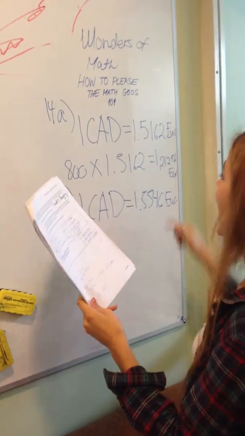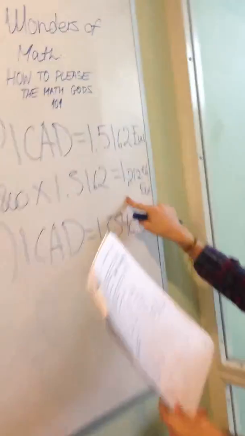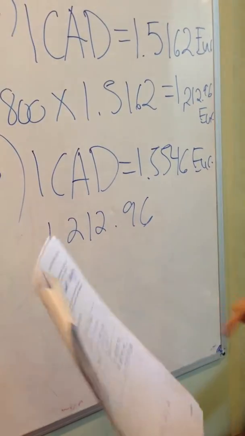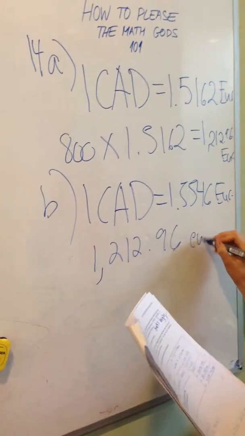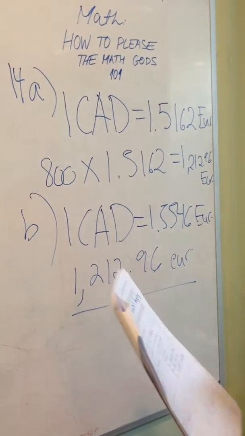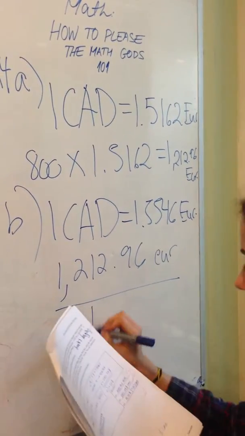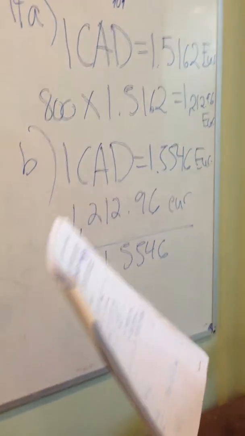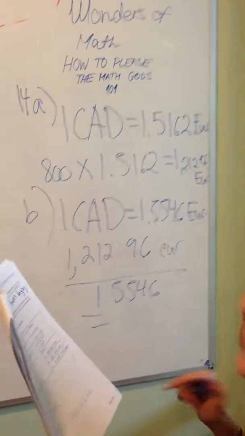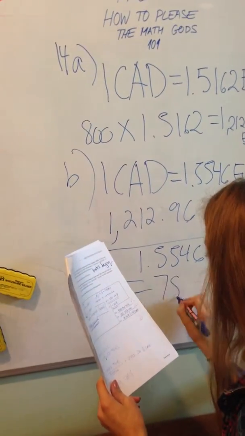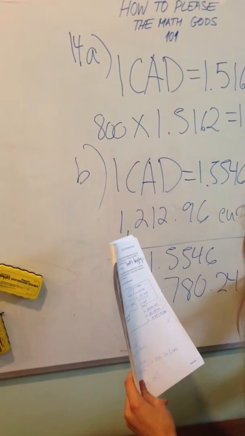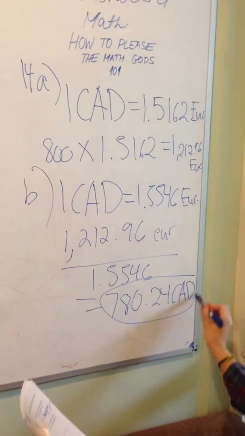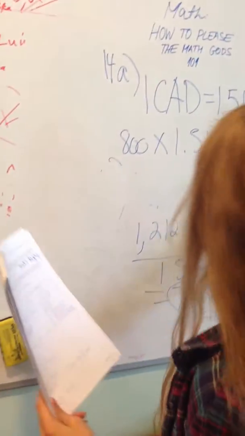So now what we're going to have to do is take the money of euros from A and go 1,212.96 euros, well, can't forget that, divided by 1.5546 to get that. And it is 780.24 Canadian dollars. So it has now been exchanged back into Canadian dollars. Alright, so that will be B. If you understand that, I hope you do. Now we're going to have to erase that. Sorry, folks.